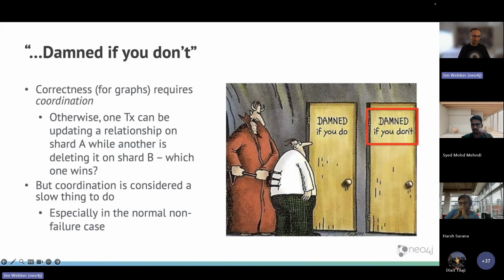Well, we know that correctness for graphs requires some kind of coordination. Otherwise, one transaction can be updating a relationship and one can be deleting it, and we don't know which one wins. But coordination is typically considered the enemy of scalability, right? This is why the NoSQL databases, things like the amazing Apache Cassandra, were considered so revolutionary, because they were incredibly high performance. But in order to gain that performance, they let go of any consistency guarantees and they didn't do any coordination at all.